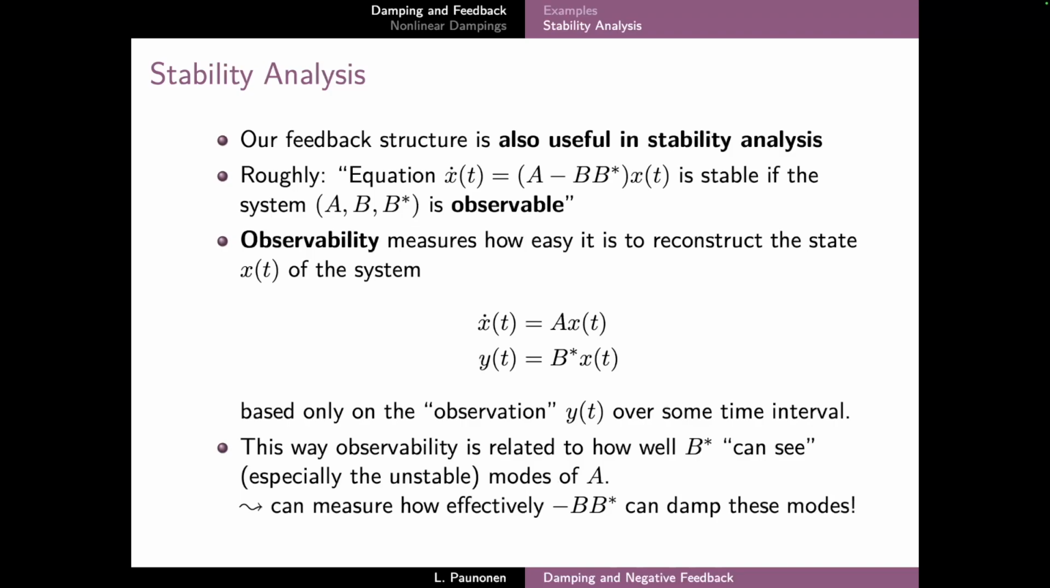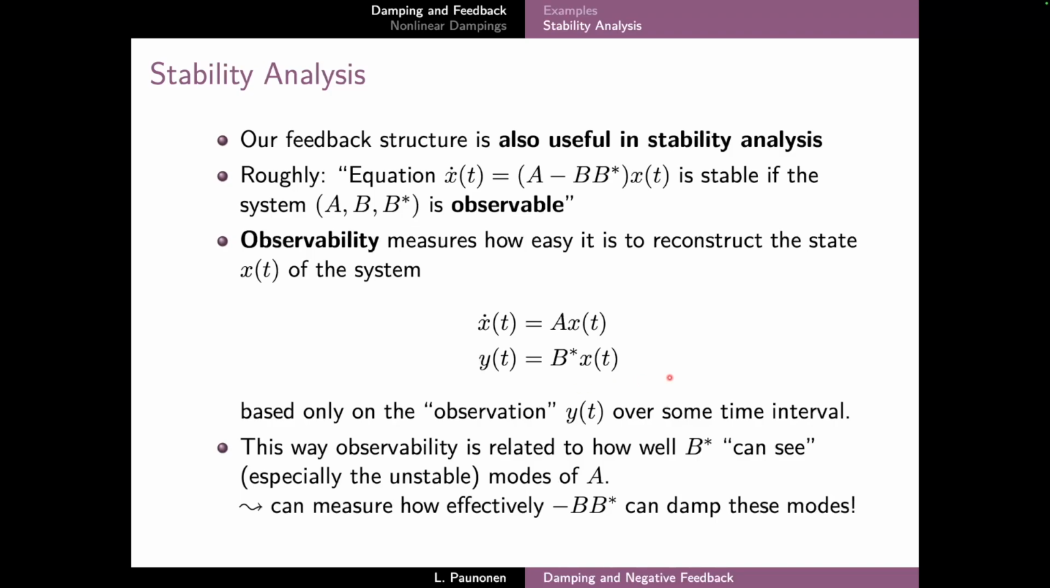And observability is a system theoretic property which measures how easy it is to reconstruct the unknown state X from this kind of a linear system, now without any inputs. And this reconstruction should be done based on only observing the output of this system over some time interval.